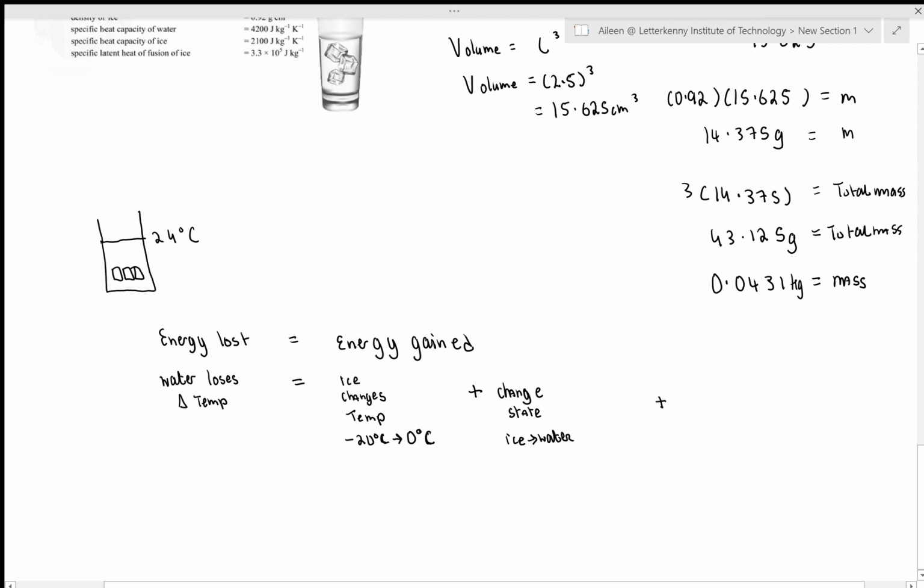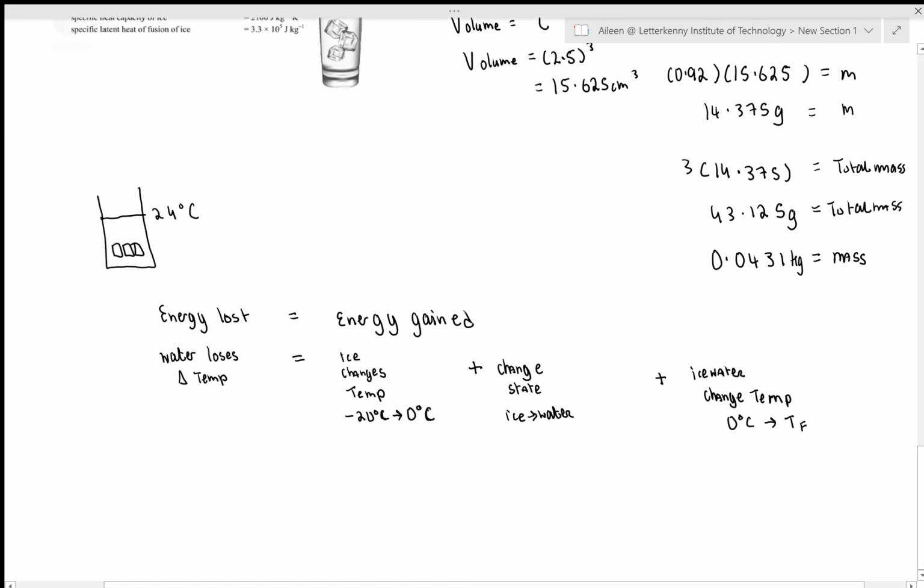Our ice water is now at 0 degrees, and our ice water will then heat up. So then our ice water, so remember this is in liquid form now, our ice water changes temperature. So it goes from 0 degrees to some final temperature. Remember, the final temperature of your water and the final temperature of your ice water will be the same, as they are in thermal equilibrium.